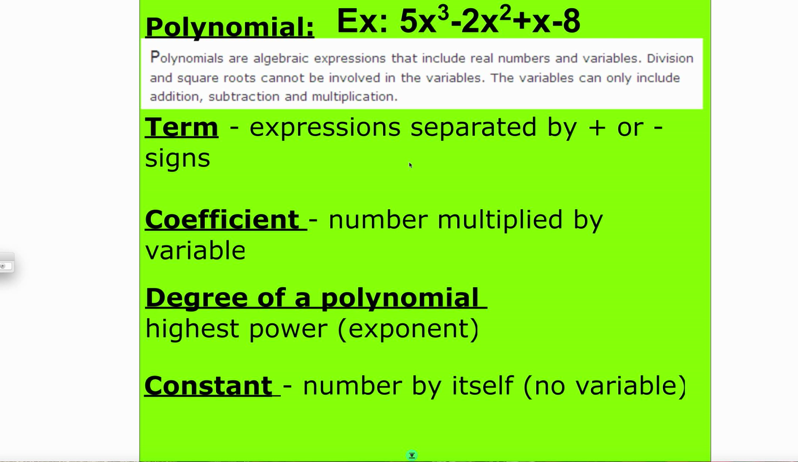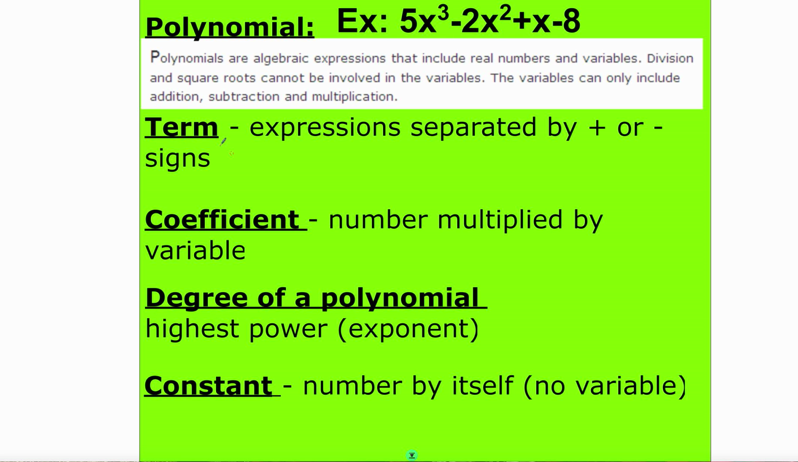Hello everyone. Today we're going to be talking about polynomials, but before we begin doing operations on polynomials and adding, subtracting, multiplying, dividing, I wanted to go over the polynomial terminology, so some of the vocab you'll be seeing. Up here at the top I have an example of a polynomial. By definition, a polynomial is an algebraic expression that has real numbers and variables, and there's no division or square root, so it's just adding, subtracting, multiplying.